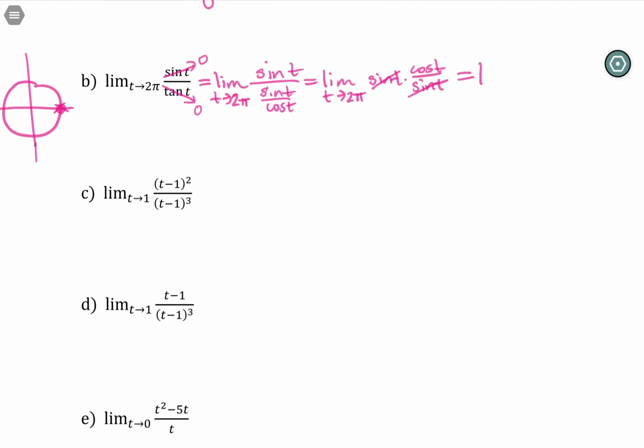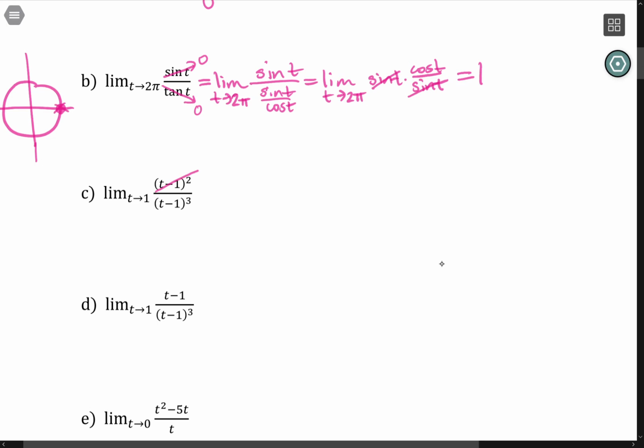C. Similar to the first one, so now t is approaching 1, which means the top is going to get really close to 0. 1 minus 1 is 0. And the bottom is also going to get really close to 0. This is another one where we can just go ahead right away and cancel. So we get limit as t approaches 1 of 1 over t minus 1.